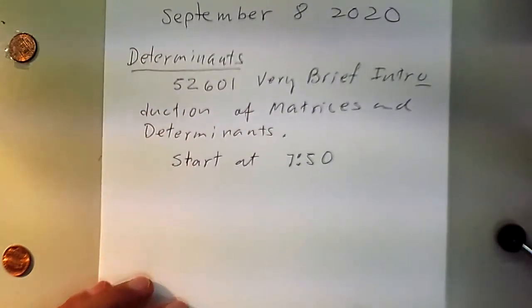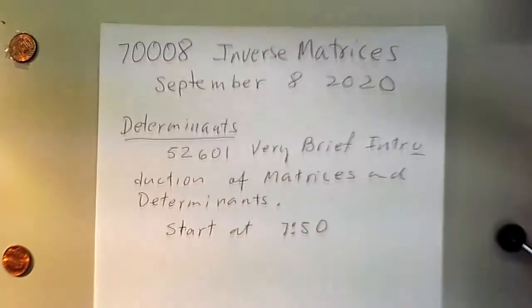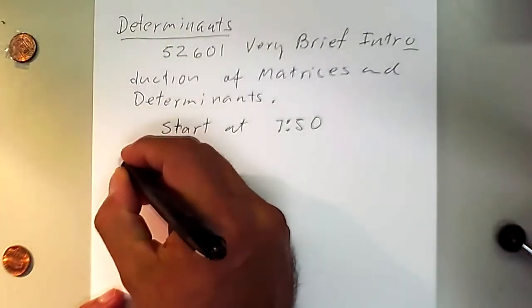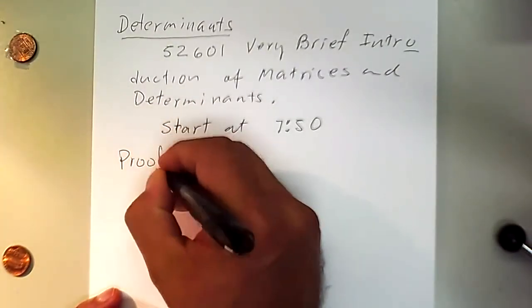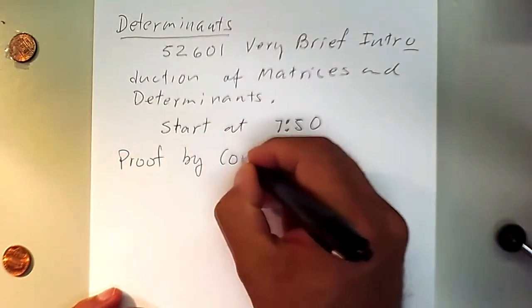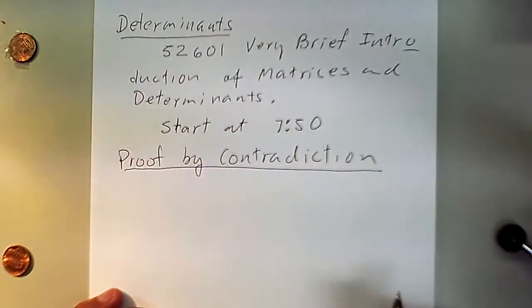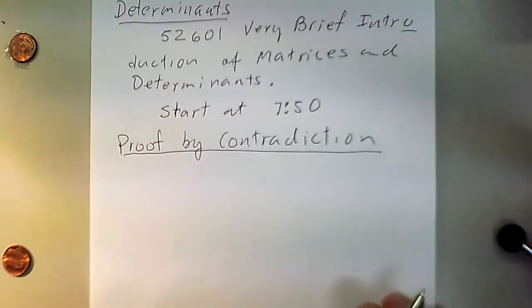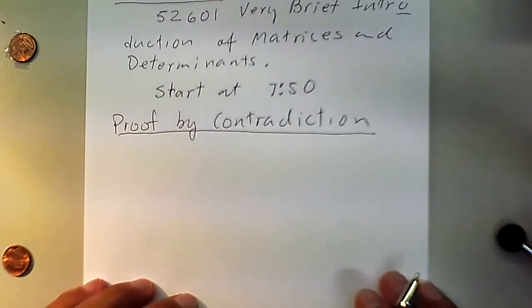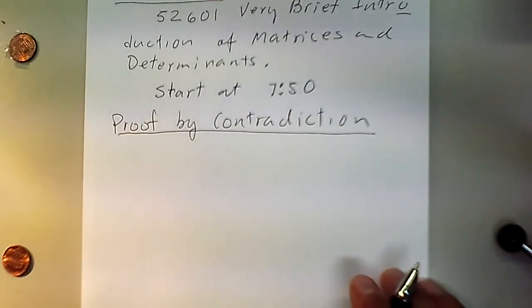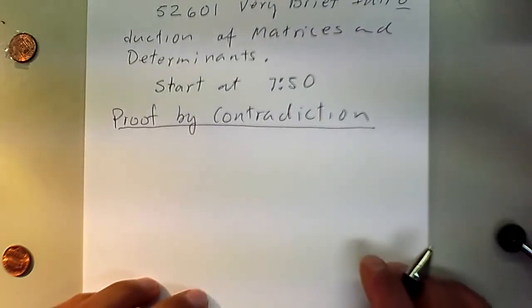The other thing I want to do before we start talking about the inverse of a matrix is proofs by contradiction. We use this extensively in mathematics. It's well established, it's well known. I take for granted that everybody knows what it means, which is not necessarily a good thing. So I just want to make sure we understand what a proof by contradiction means.